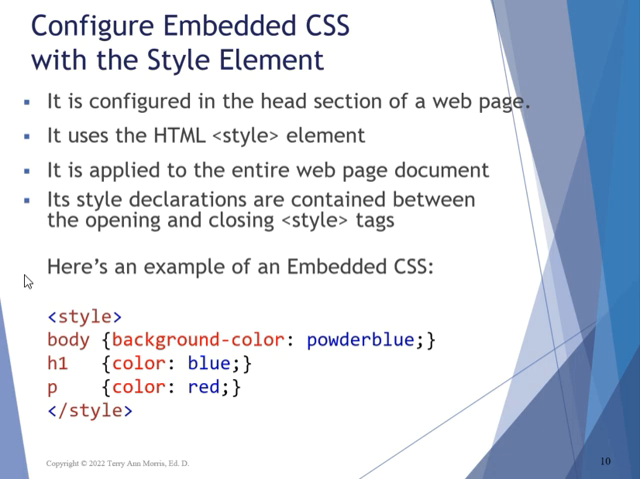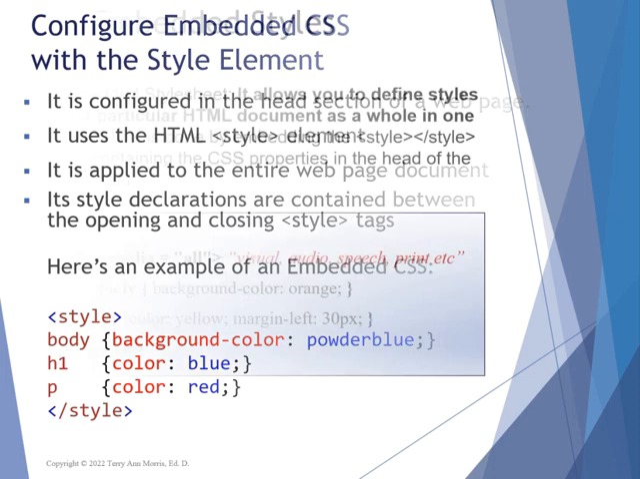Here is an example of embedded CSS. Within the style tags, we have an open style and a closed style. But between the open and close, we declare the body background color, powder blue. We have the heading text, H1, color blue, and we have the paragraph as color red. And finally, we close our style. So we open the style and close the style, but in between, we made all our declarations.